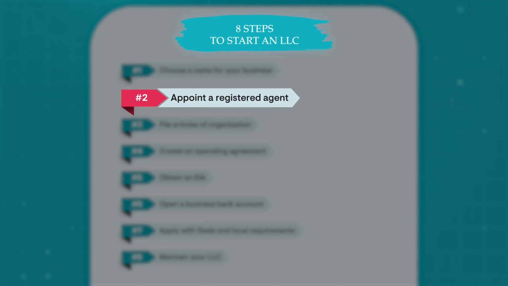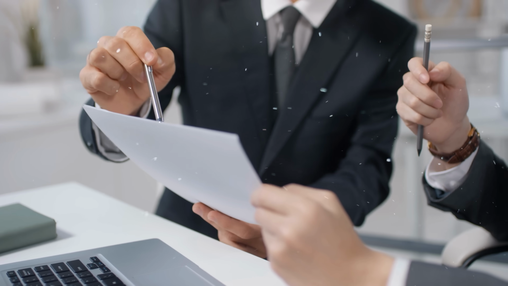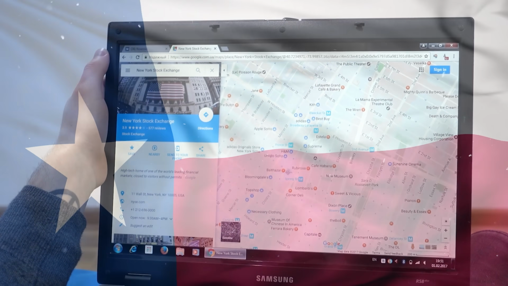Step 2 is to appoint a registered agent. A registered agent is a person or a business entity authorized to receive legal documents on behalf of your LLC. This can be you, another member of your LLC, or a professional registered agent service. The one thing is, the registered agent must have a physical address in Texas.